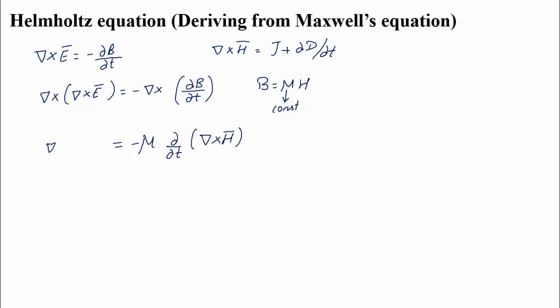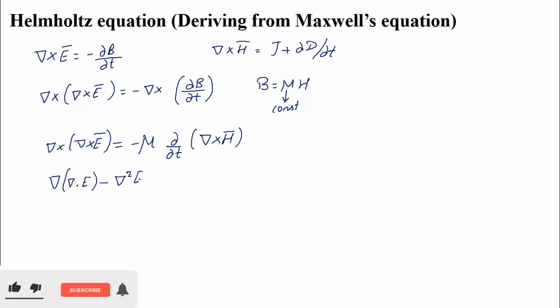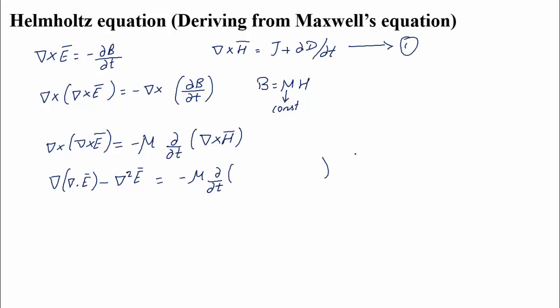Now this is curl of curl E. What is curl of curl E? It is del of del dot E minus del square E. So this is a conversion you should know, which is equals to minus mu times of dou by dou T of curl H. So let me call this one as equation 1. So from 1 what I will be getting is curl H equals to J plus dou D divided by dou T.